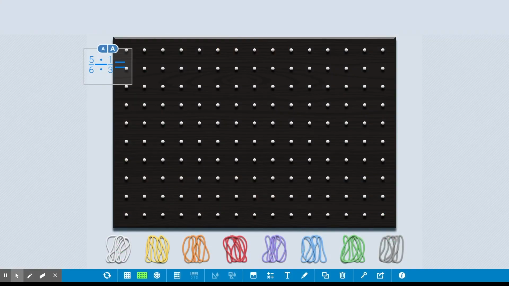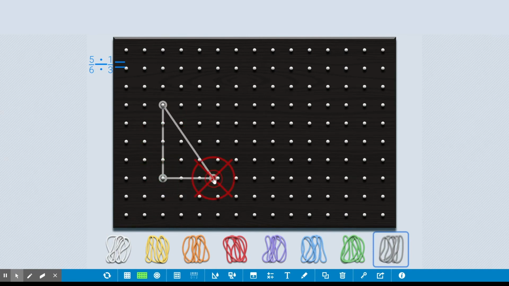I'm going to use a geoboard now to solve the same problem, 5/6 divided by 1/3. When solving this problem, I need to remember that I'm looking for how many 1/3 pieces I can make with 5/6. So I'm going to start by building my whole. And then within my whole, I'm going to fill in 5/6.